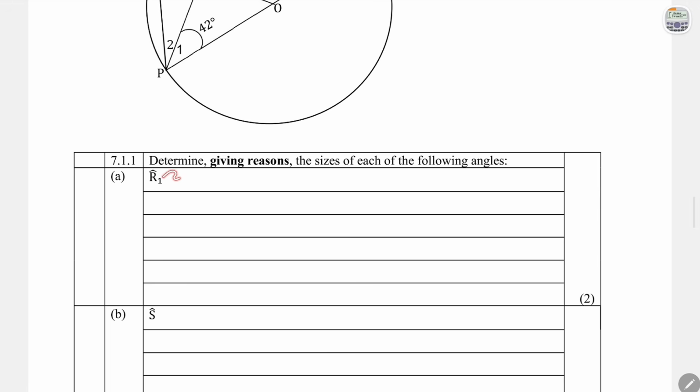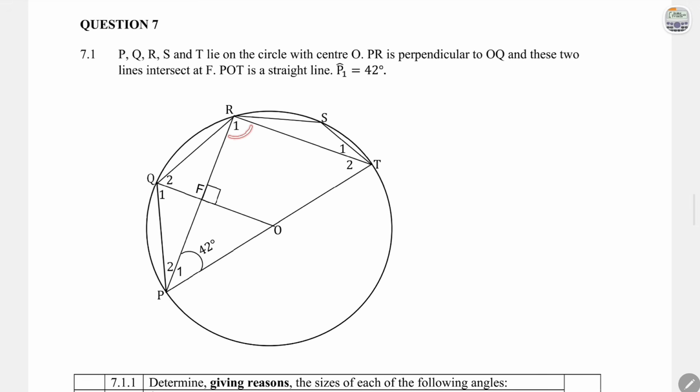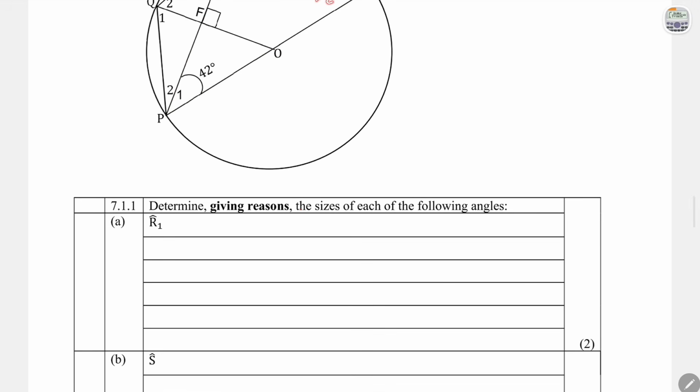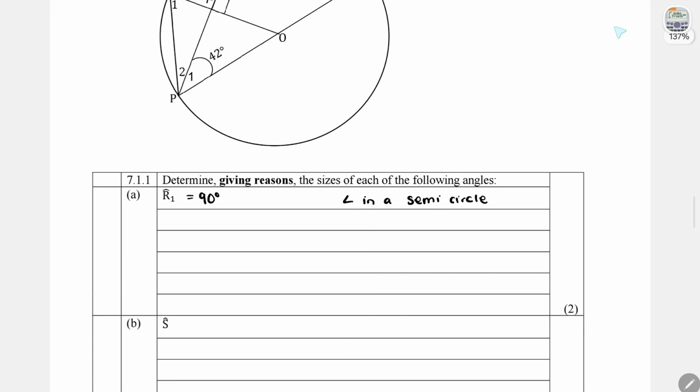And they first want us to find the size of angle R1. Okay, let's look at angle R1. Angle R1 is over here. So it's at the circumference, and you notice that angle R1 is being supported by this diameter POT. So it means that the size of it is 90 degrees because it is supported by a diameter. So we can tell them that angle R1 is simply equal to 90 degrees. And this is because we have an angle in a semicircle. Okay, and that is our answer. Moving on to the next question.